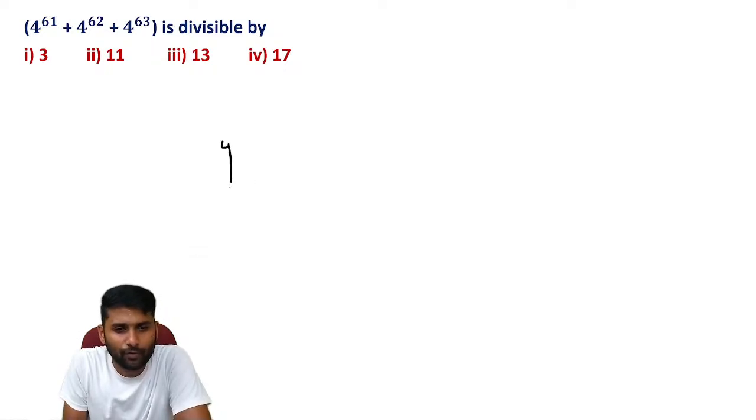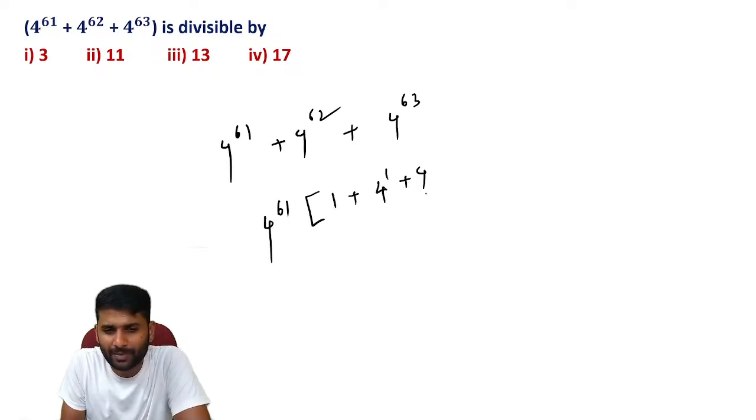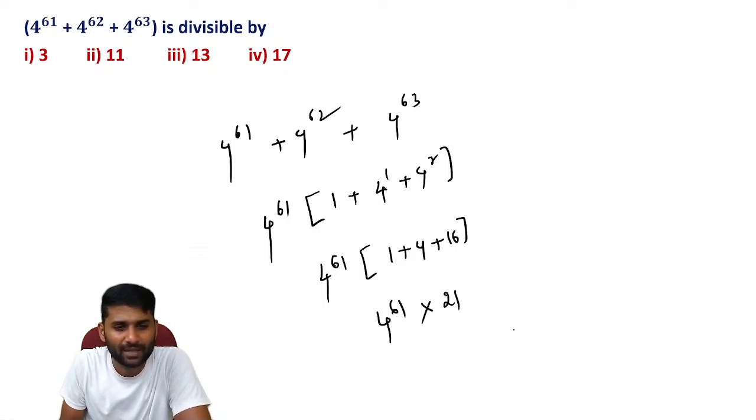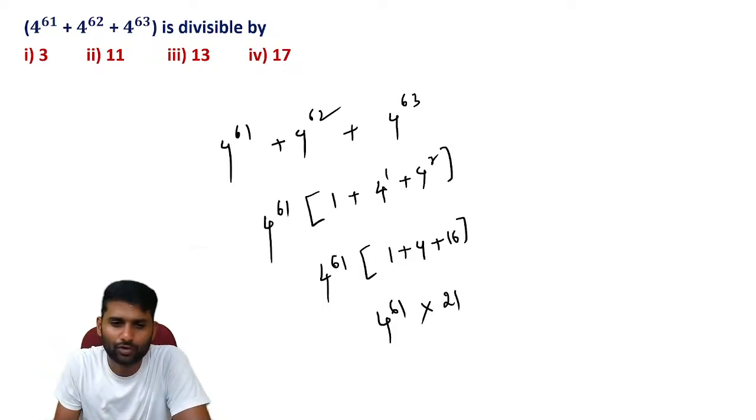Now see, 4 power 61 plus 4 power 62 plus 4 power 63 is divisible by which number? Let's take 4 power 61 as common. Then it is 4 power 61 times 1 plus 4 power 1 plus 4 square, that is 1 plus 4 plus 16. Now 4 power 61 is multiplied with 21. So 4 square is equal to 16 and 4 power 1 is 4.